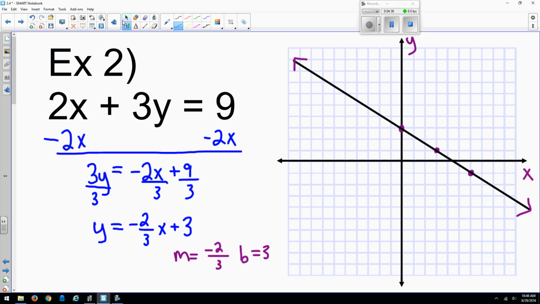Trickiest part of this problem is solving for y. So if you don't know how to do that, again, please make the time to come and see me. Here's the problem I want you to try.